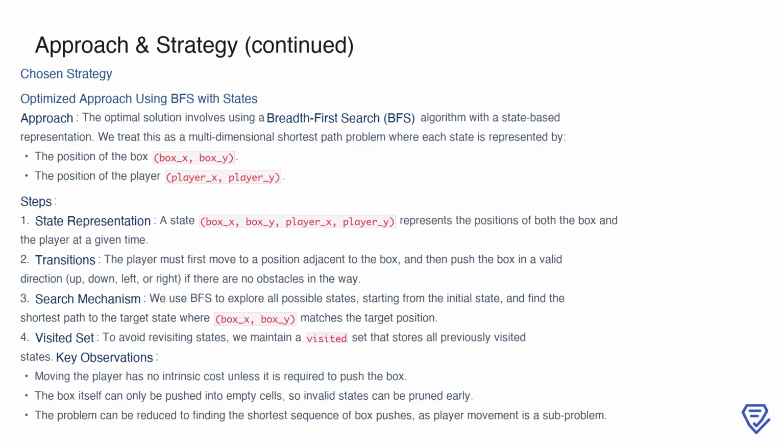Additionally, we observe that player movements only have a cost when required to push the box, and any attempt to push the box into an obstacle or invalid cell can be pruned immediately. This simplifies the problem into finding the shortest sequence of box pushes, with player movement as a subproblem.